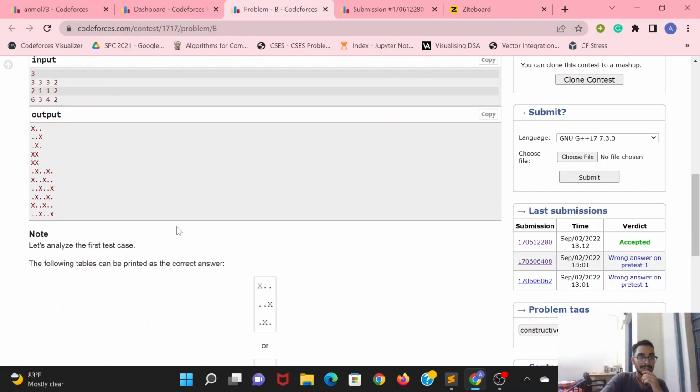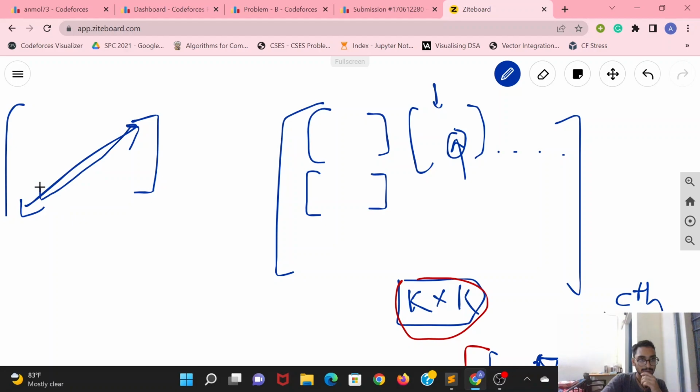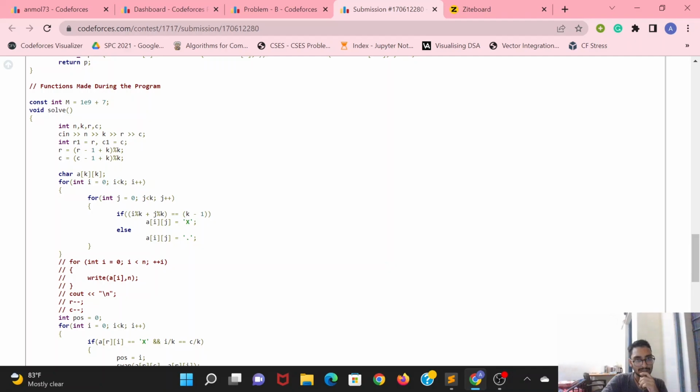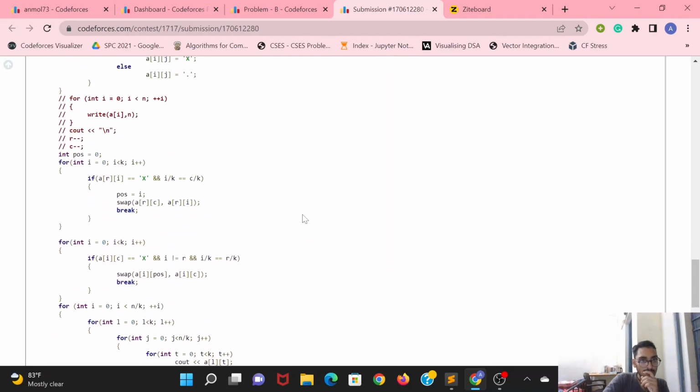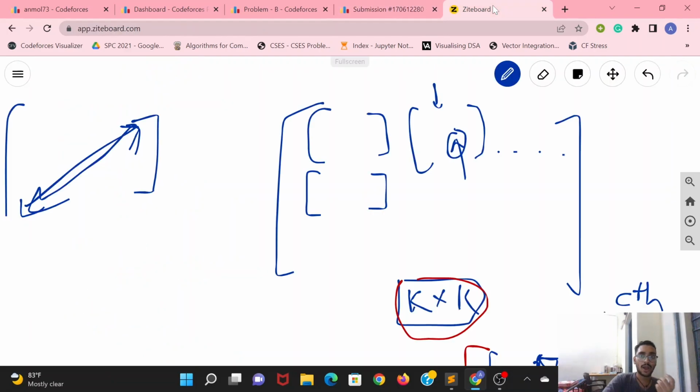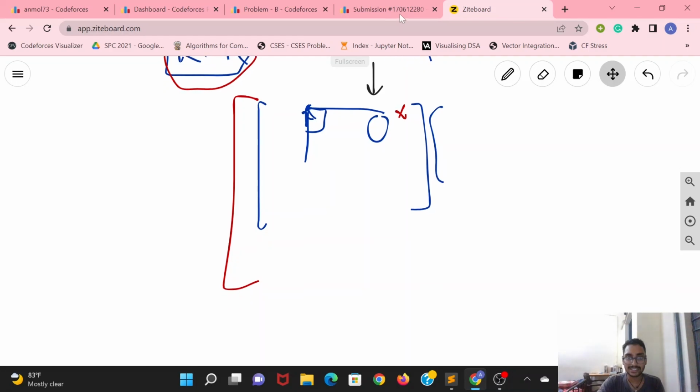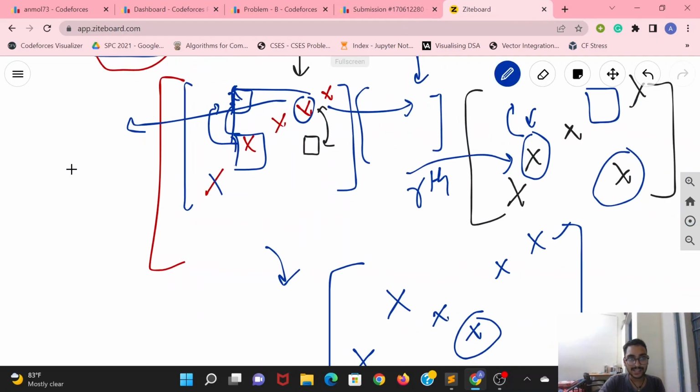So if i plus j is k minus 1, that is basically this row. I fill it with x's, else I fill it with dots. Now in my explanation, I went through the column. In the code I've written, I just went through the row. Both of them are completely identical. What happens here is you go through the row, you find the position of the x and you swap. Then you go through the column and you swap that thing. Swap the old x and the empty bracket.